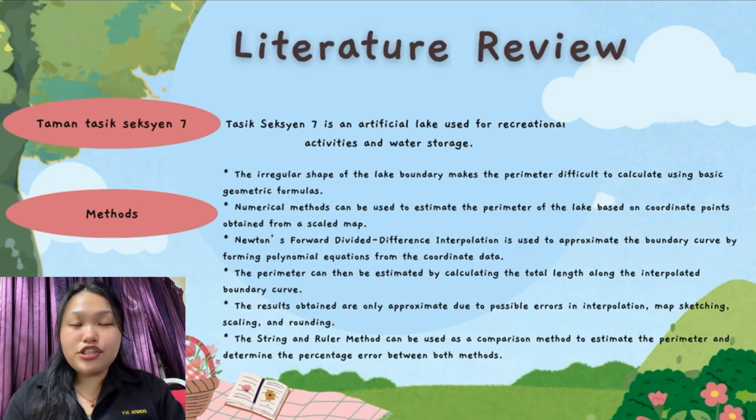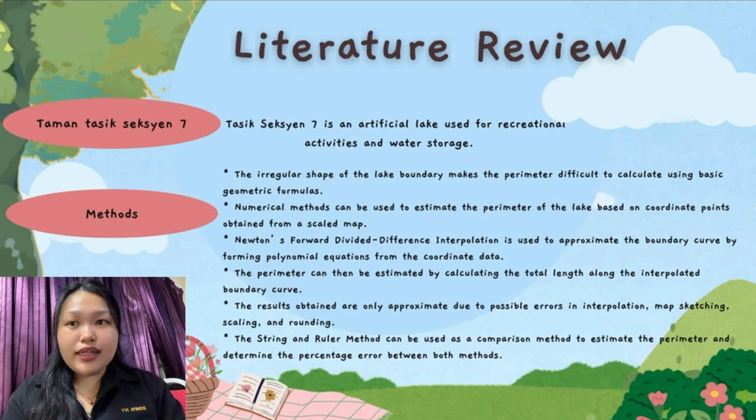Now, for the literature review, we first studied the characteristics of Tasik Section 7. Tasik Section 7 is an artificial lake that is mainly used for recreational activities and water storage. However, because the shape of the lake boundary is irregular, the perimeter is difficult to calculate accurately using basic geometric formulas such as circles.